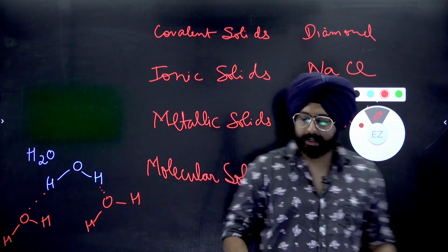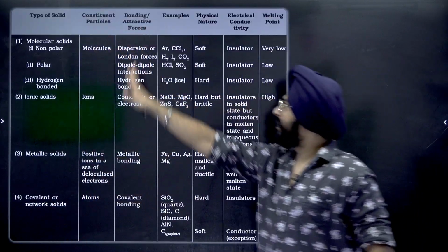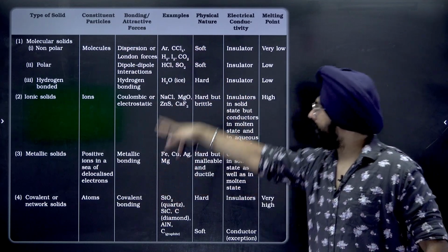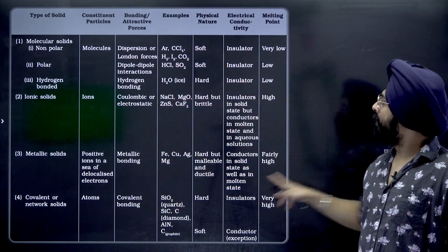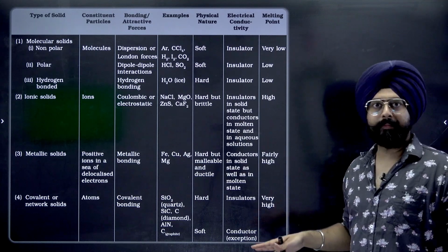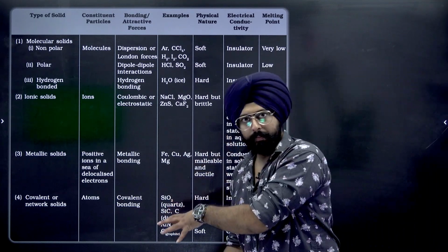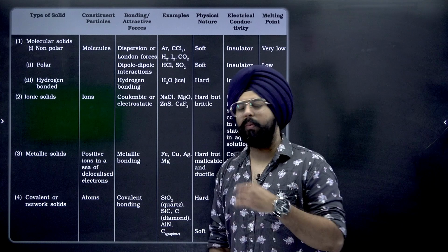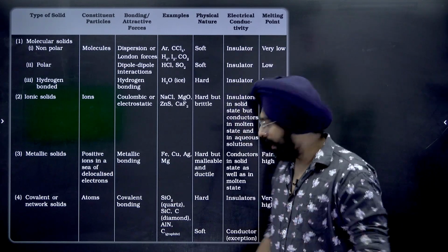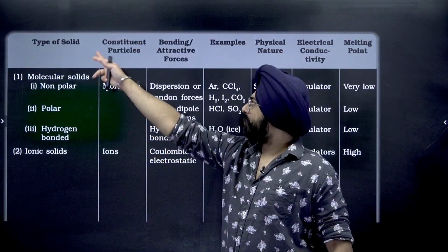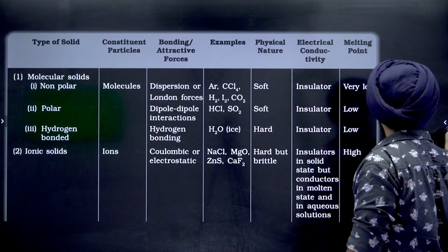Fine. Now let's see a nice table: different types of solids, what are their constituent particles, what are the attractive forces, examples, physical properties, etc. It's the NCERT table. You can write it down with me while I explain it. You can pause the video anywhere. Let's zoom it in a little. First type of solid that we'll talk about is molecular solid.